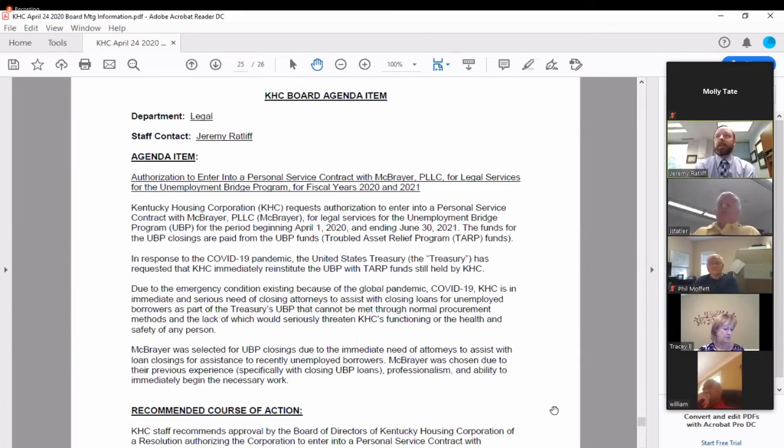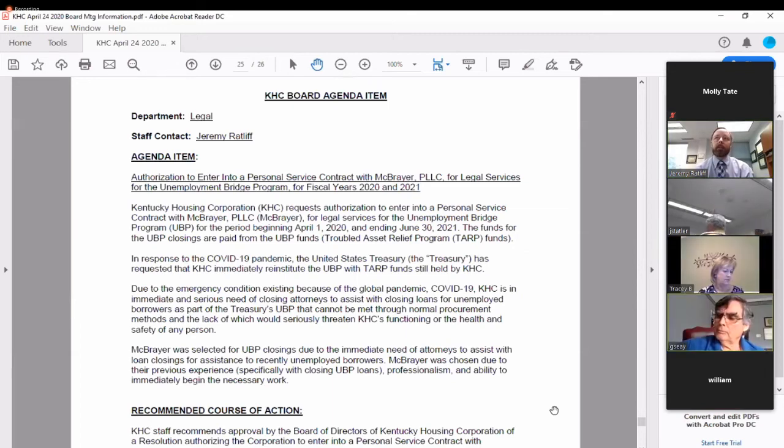So the next item on the agenda is to do a contract with McBrayer PLLC to provide legal services related to the Unemployment Bridge Program for fiscal years 2020 and 2021. This is coming out of a response to the COVID-19 crisis. Some of you may recall that at one point in time, KHC was conducting a program called the Unemployed Bridge Program, which was funded by federal dollars from the Troubled Asset Relief Program funds, the TARP funds. That program started, I believe, in about 2010 or 2011.